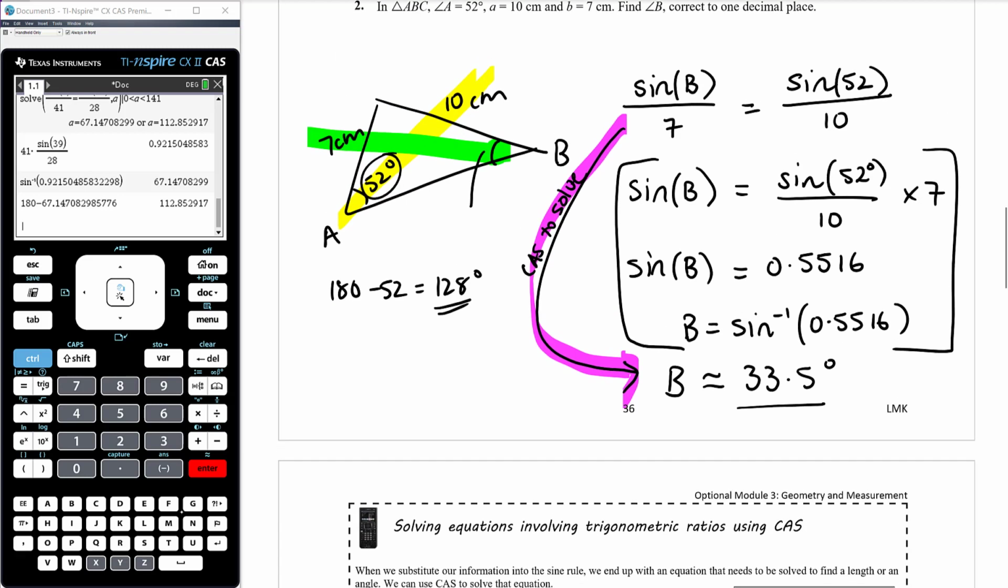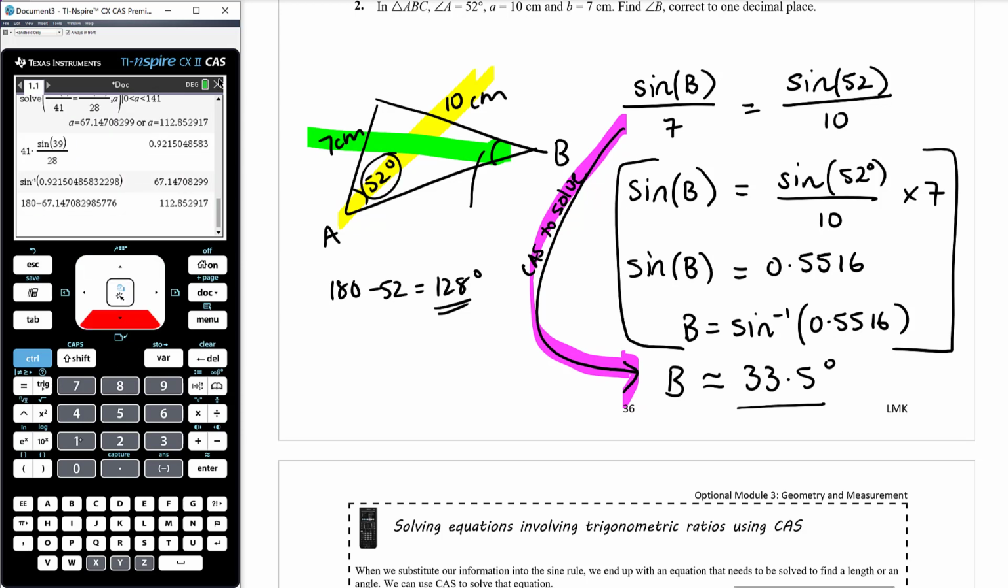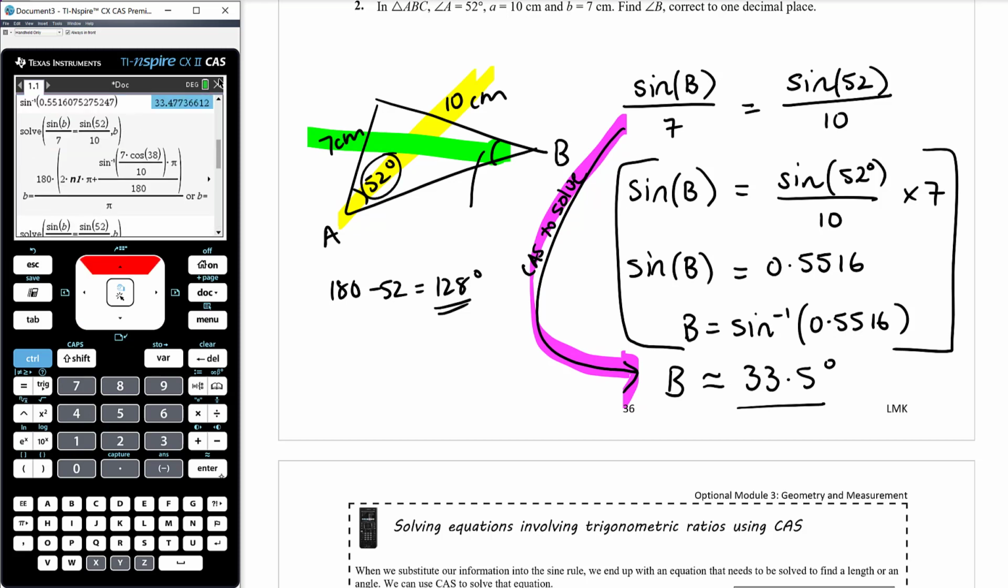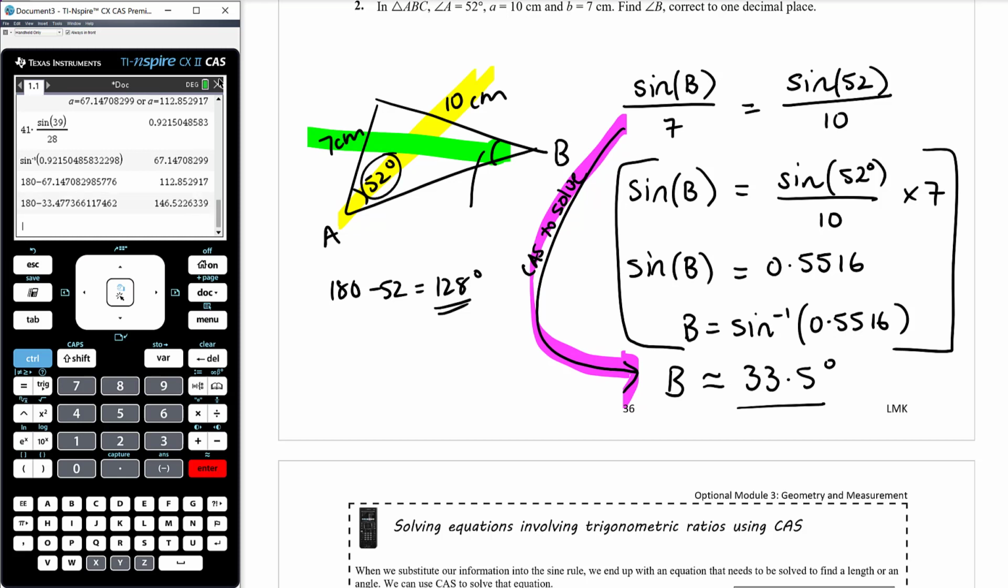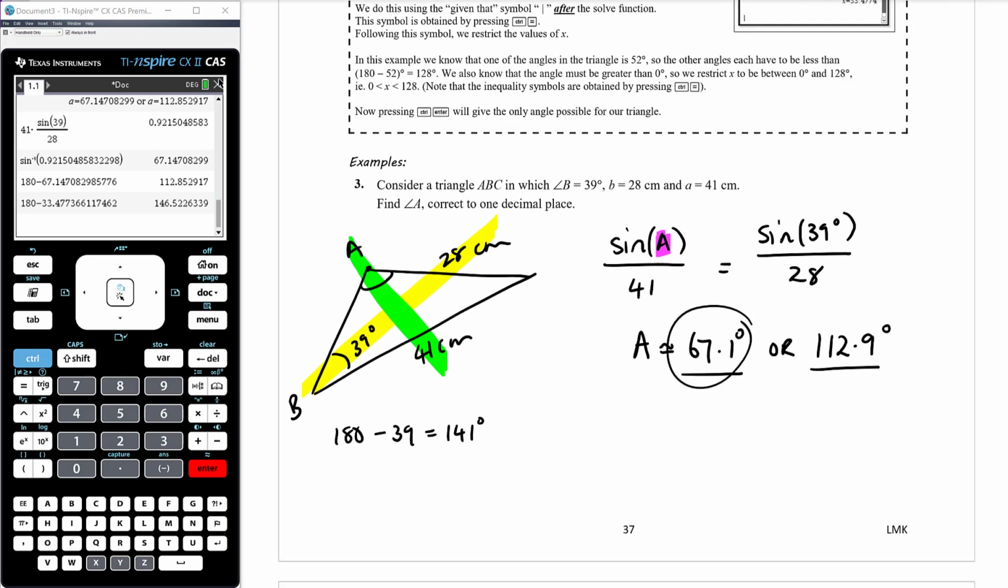What we would have found in the previous example, I've still got that number up there, if we do 180 minus that 33.5 answer that we found, that's 146, but that would have made the total angles in the triangle exceed 180, so that's why the previous one has only one possible solution. Whereas when I subtract 67.1 from 180, I get another angle that also works within the triangle.